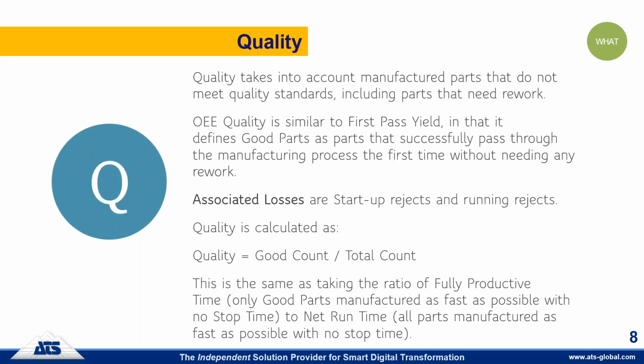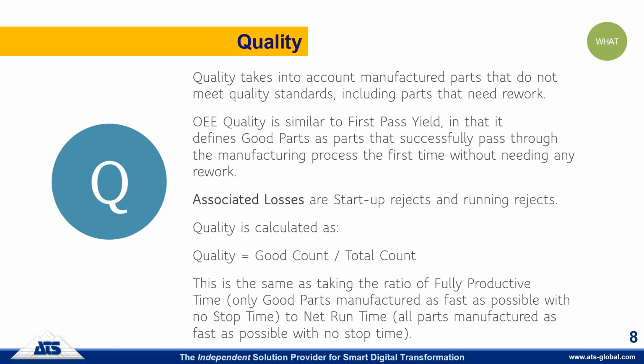And then quality. Quality takes into account manufactured parts that don't meet quality standards, including parts that need rework. OEE quality is similar to first pass yield in that it defines good parts as parts that are successfully passed through the manufacturing process the first time without needing any rework.